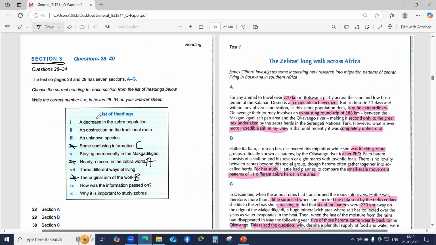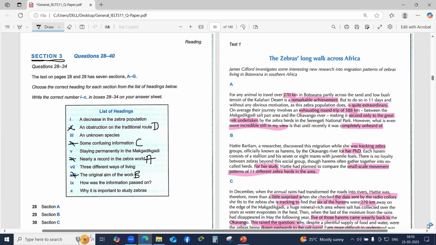Okay, so fences, obstruction to migration route, and obstruction on the traditional route. Yes, this will go to D paragraph. That made their journey 200 kilometers longer. If you want, you can check with the options that are not struck out. Any decrease, no. Unknown species, no. Staying somewhere permanently, no. No, no, and no. So 2, 4, 6, 8. These all are taken.